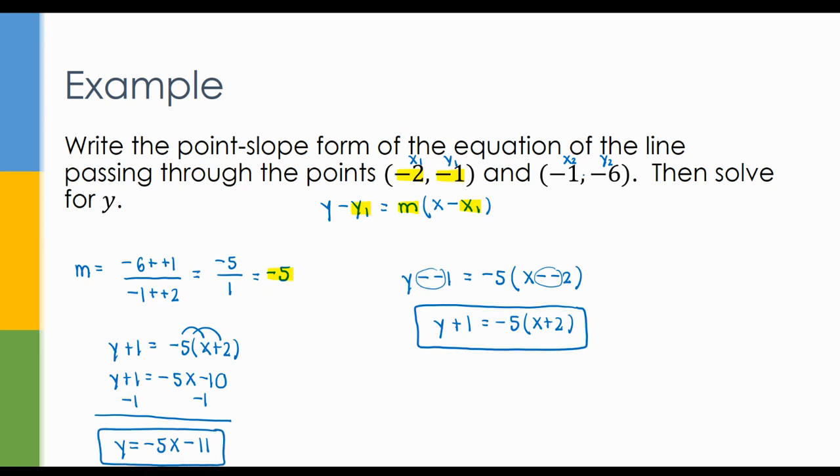Had we used that other point of -1, -6, that's perfectly fine. Then we would have had y plus 6 equals -5 times the quantity of x plus 1. Solving then for y, we would have gotten the same equation, y equals -5x minus 11. So it doesn't really matter which one of those 2 points you plug in for the x1, y1. There are always going to be 2 possible point-slope forms if you're given 2 points, but there can only be one equation for the y equals.